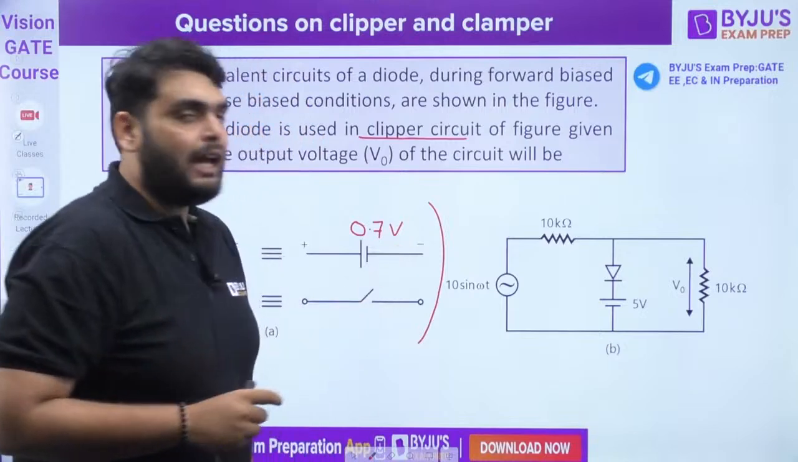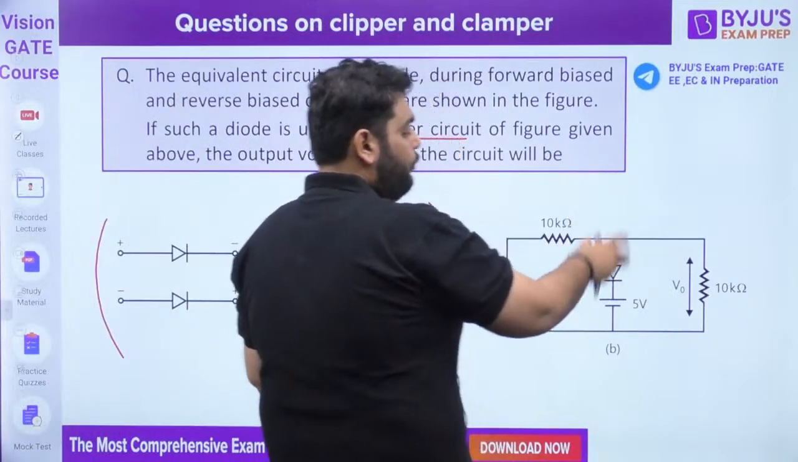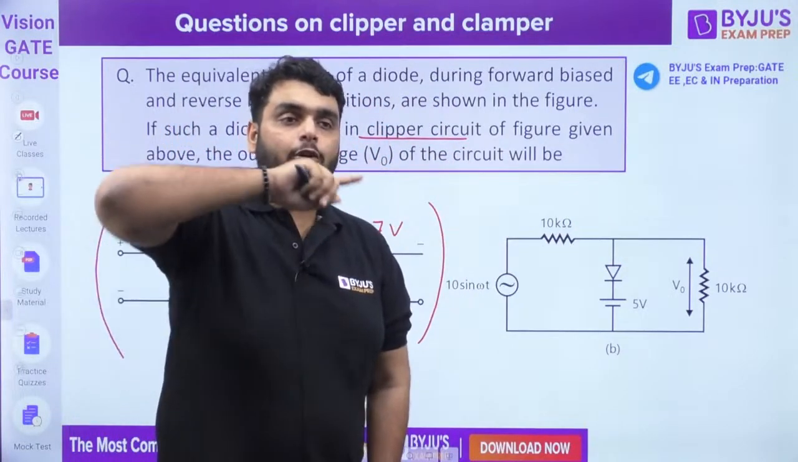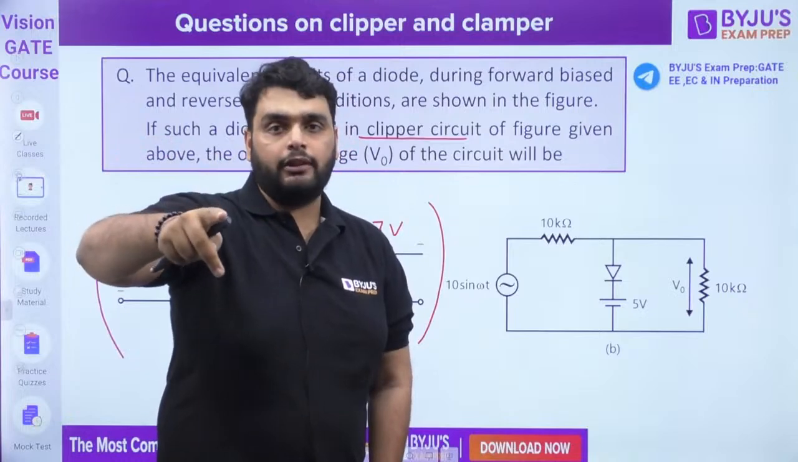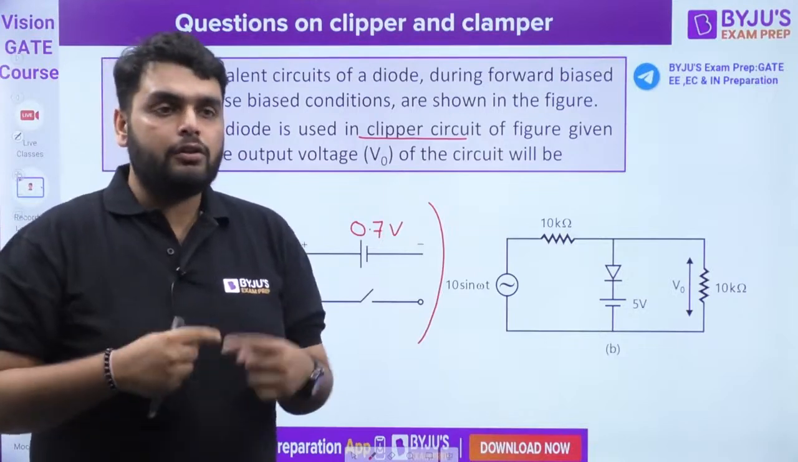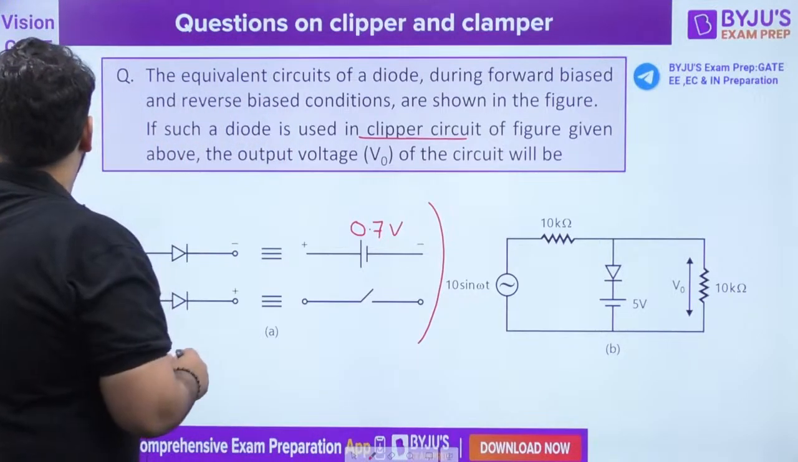So how can we do the analysis? First of all, we use the open circuit test and find out what is the voltage across the diode. Once I find out the voltage across the diode, then I will have conditions based on this. For this condition, what will happen? For the opposite condition, what will happen? All of these things we are going to see in this question. Okay, so let's see.